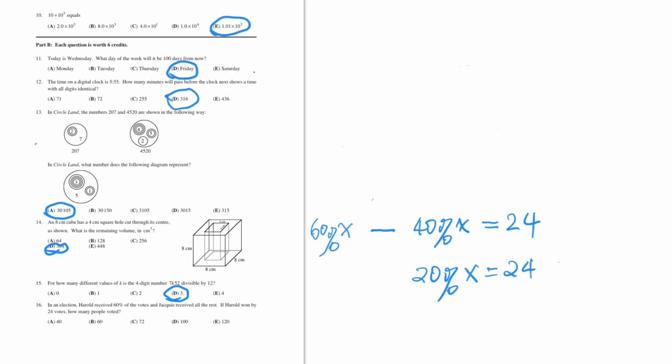So that's 20% of X equals 24. 20% is 1/5, so 1/5 x equals 24. Multiply both sides by 5 to isolate x, that's 120. So the answer is E.